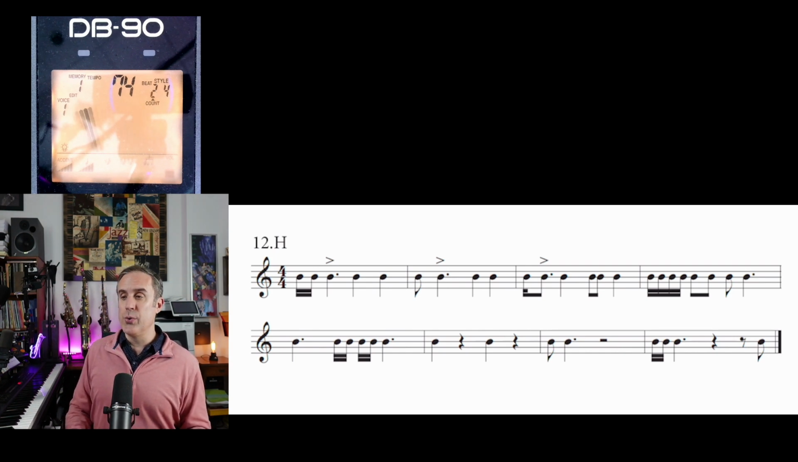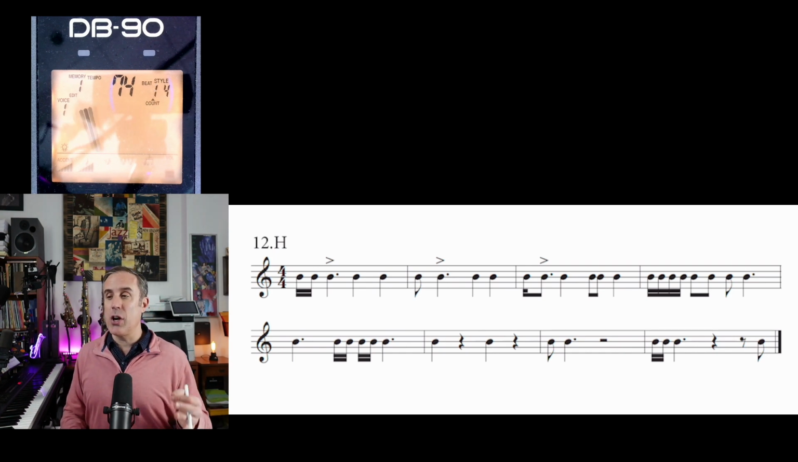1, 2, ready, and Tik-A-ta, ta, ta, ti, ta, ta, ta, Tik-A, ta, ti, ti, ta, Tik-A, Tik-A, ti, ti, ti, ta, ta, Tik-A, Tik-A, ta, ta, ta, ti, ta, Tik-A, ta, ti.